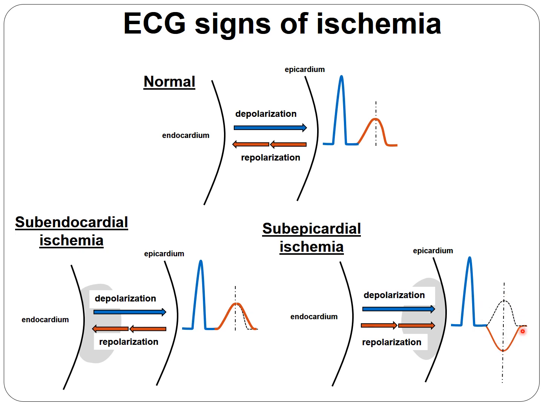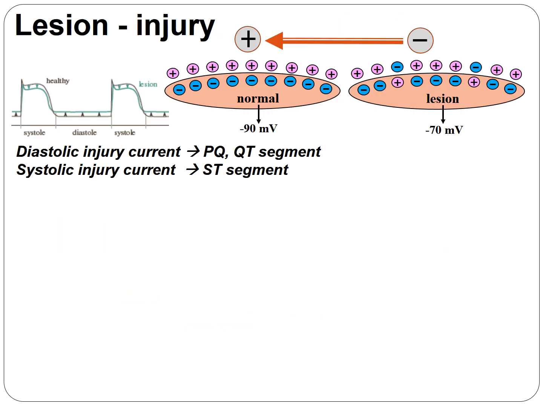So the ischemic sign on ECG involves the T wave, and it can be symmetric, negative, flat, or biphasic. So the ischemic sign is manifest.